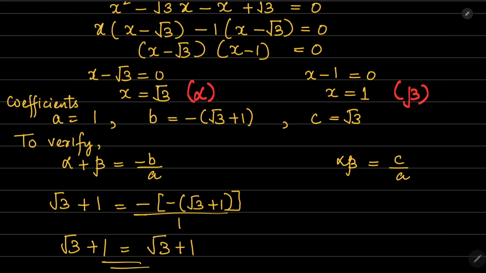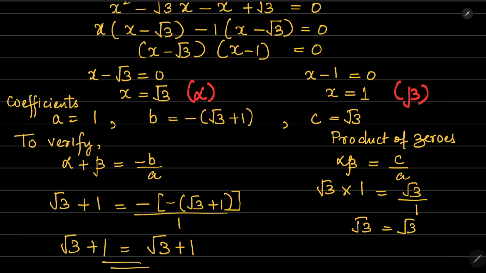LHS equal to RHS. What is the product of the zeros, right? This is verifying the product of the zeros if it is equal to C by A. What is alpha? Root 3 multiplied by what is your beta? 1 equal to what is your C? C is root 3. A is 1. So root 3 equal to root 3. Hence verified. Okay, just write here. Hence verified. That's all. Okay, so you have verified, you have found the zeros.